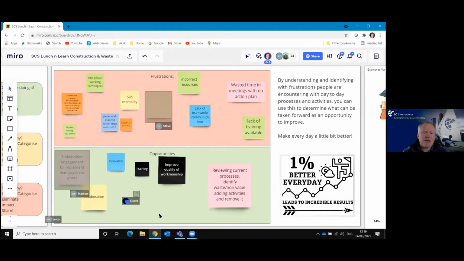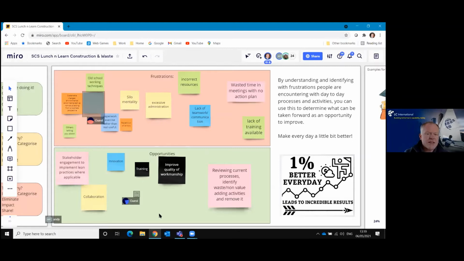Stakeholder engagement is a great opportunity. You may have come across a process called RACI. RACI stands for responsible, accountable, consulted, and informed. So think about how you pass and share information, who is responsible for that and who is accountable for that information, who needs the information at the right time to ensure that frustrations are dealt with.